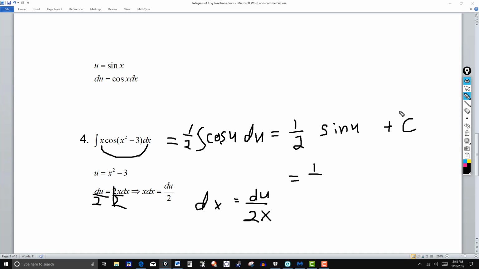So this is 1/2, and then sine, and then go back to the original variable. u is x squared minus 3, plus the constant of integration. So this is your answer.